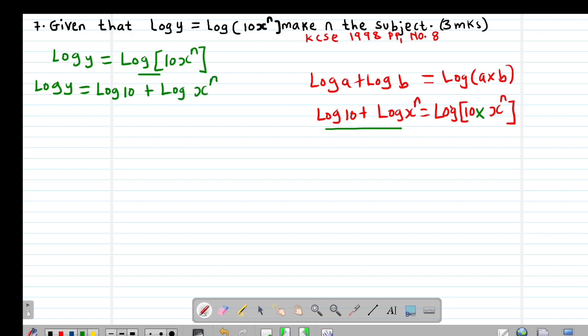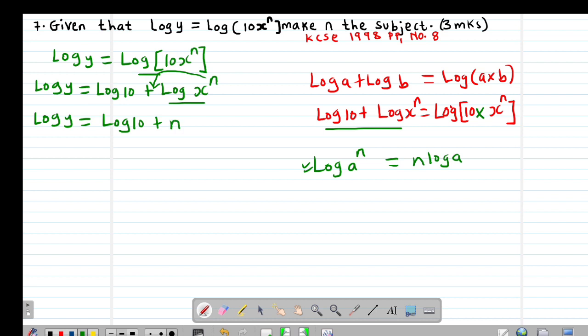So we also said that if you have the logarithm of a to the power of n, this one is the same as n logarithm of a. This was also a law under the logarithm. So that means I can express this one as the logarithm of y being equal to the logarithm of 10, then of course plus, n can actually pre-multiply this logarithm, so I'll have n the logarithm of x.